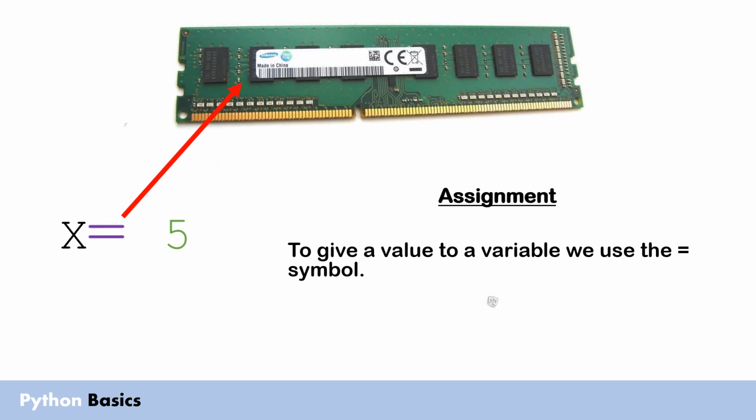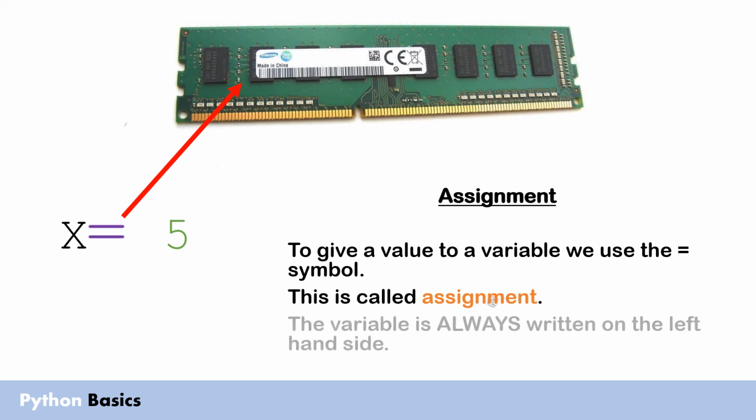Assignment is used to give a value to a variable. We use the equal sign for assignment, and we give it a special name, assignment, to make it nice and clear what it is doing. We call it assignment and not equals.